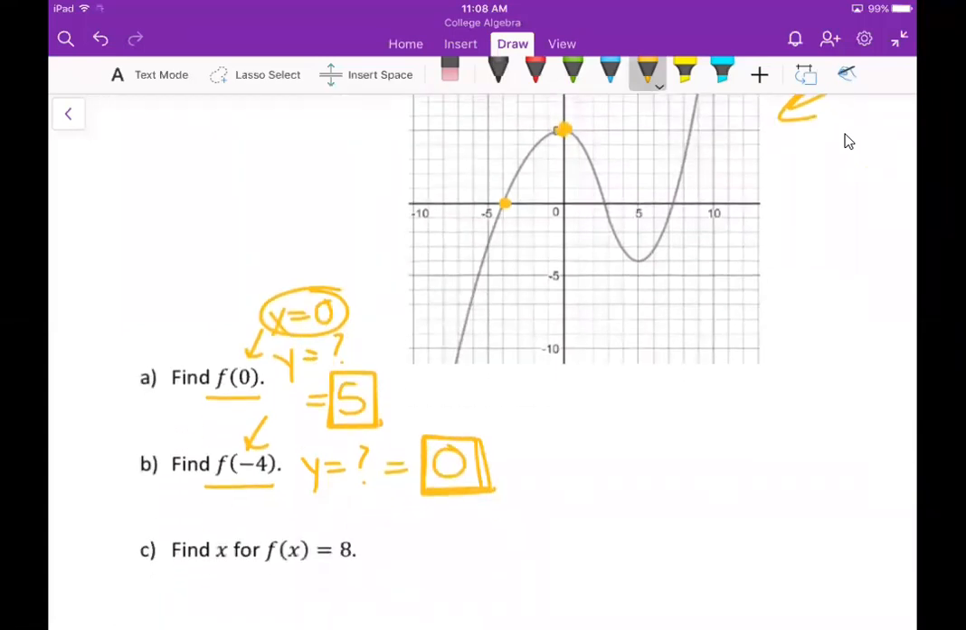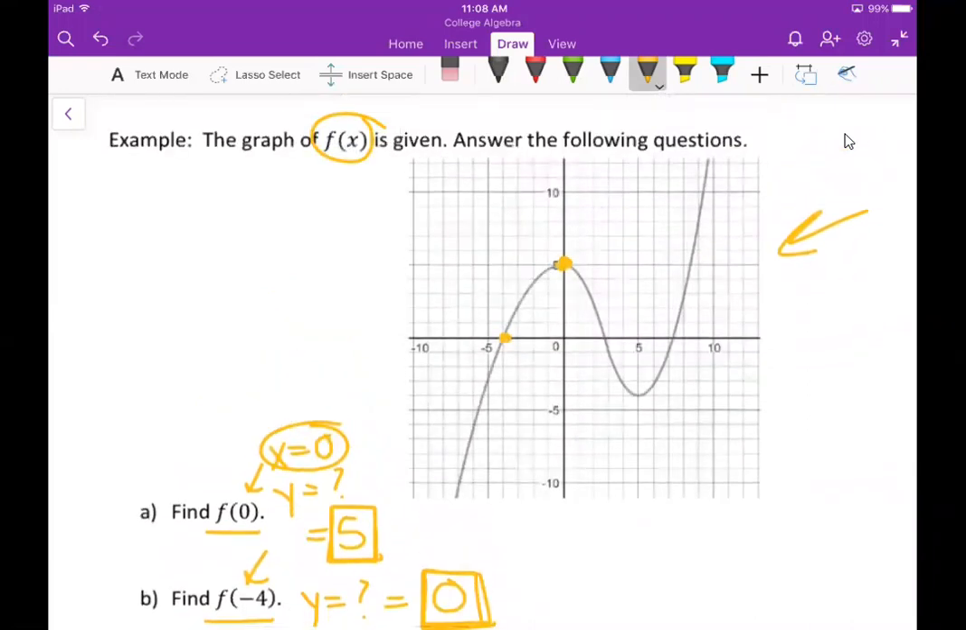What about this next one? Always look for multiple values too when you're given the output but being asked for the input. If my output is 8, what is my input? Where is your output 8? Your output is 8 right up here.